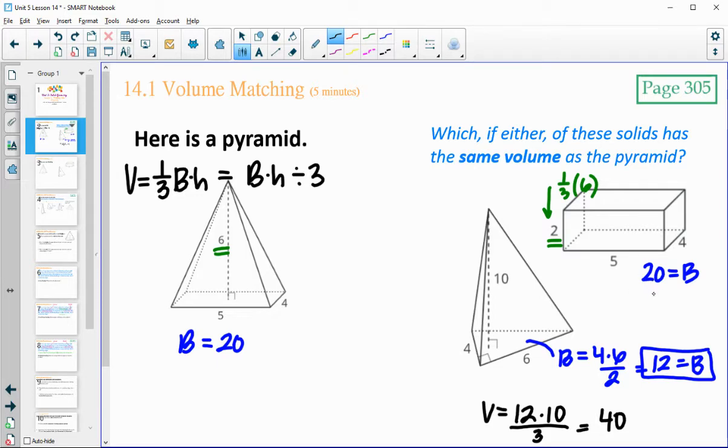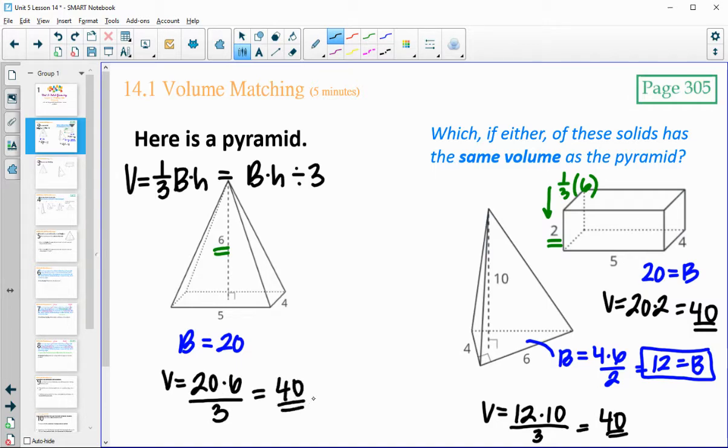So when you do this one, you're just doing area of the base times the height, since it's a 2-based prism. So this volume is 40. So that's the same as that. And then you could have also calculated here for volume was 20 times 6 divided by 3, which also gave you 40. So we find out that all of these actually have the exact same volume.